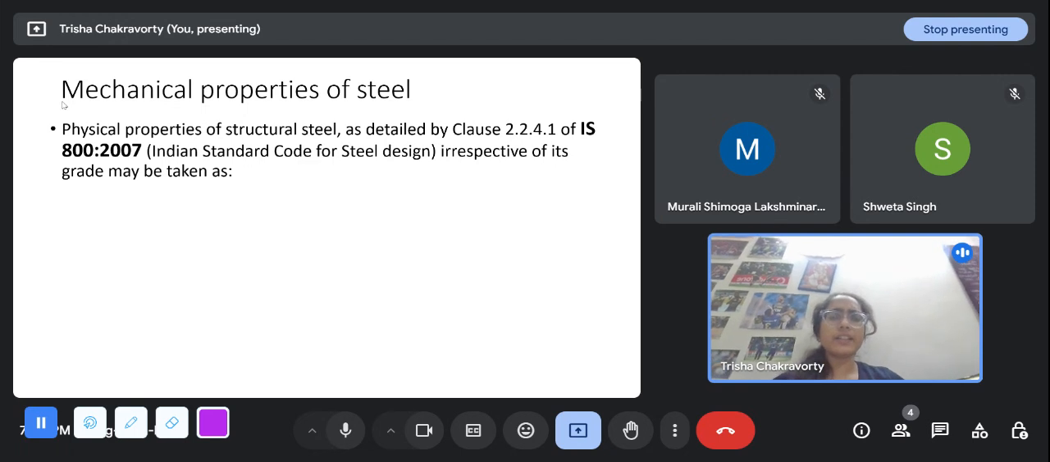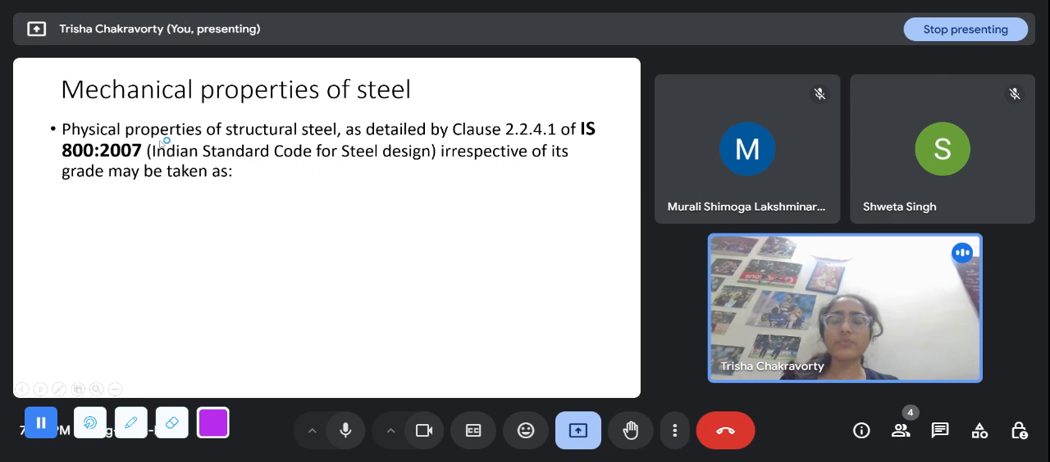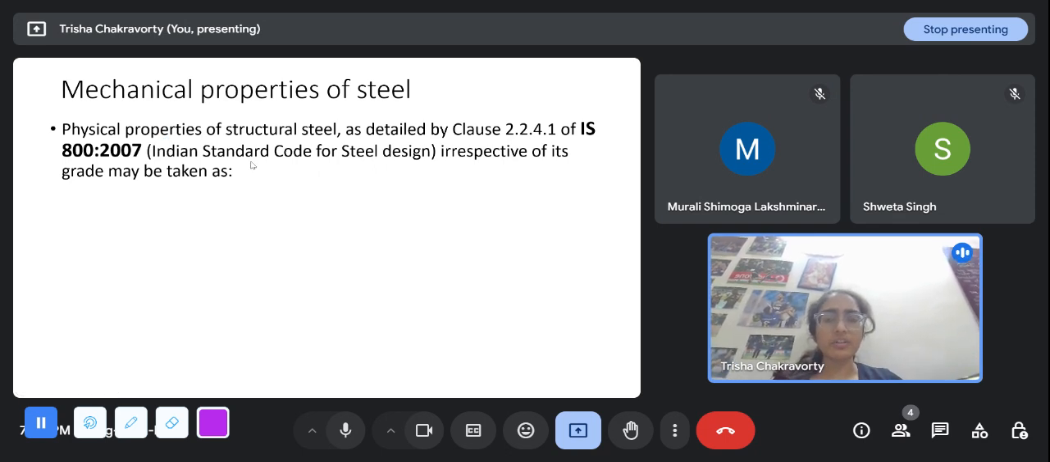Mechanical properties of steel. As a structural material, there are five properties that the Indian Standard IS 800:2007 is the Indian standard code for steel design. IS 800 is the name of the code, and 2007 is its most recent revision. So that is the one we follow.